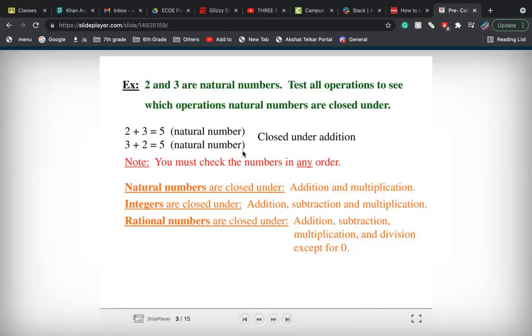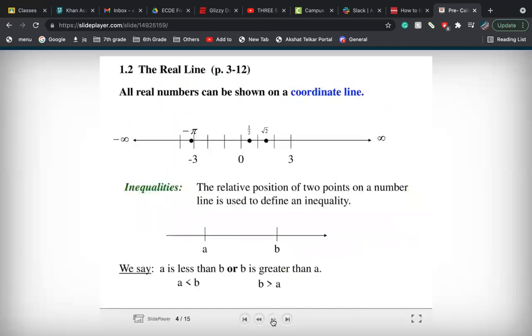So natural numbers are closed under addition and multiplication. Integers are closed under addition, subtraction, and multiplication. And rational numbers, which hold a variety of new topics, are closed under addition, subtraction, multiplication, and division, except for 0. I want you guys to make sure that you understand the except for 0 section right here.